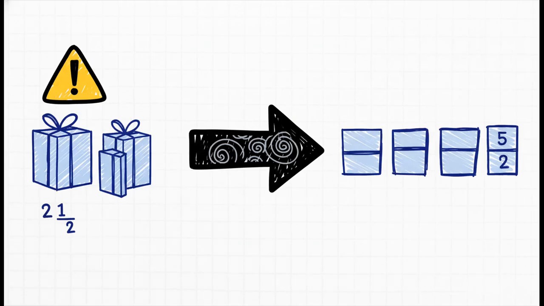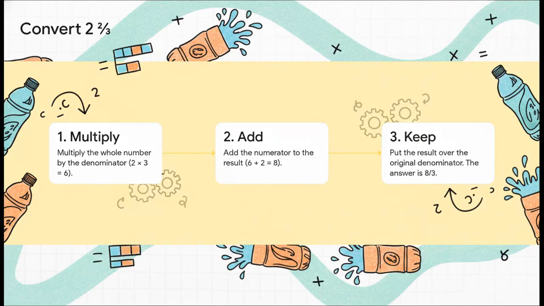Okay, this next part is maybe the single most important rule today, so listen up. Before you can multiply or divide, you absolutely must convert any mixed numbers into improper fractions first. This is a non-negotiable step, and it's where a ton of mistakes happen. So let's lock this one in. Let's see how it works.